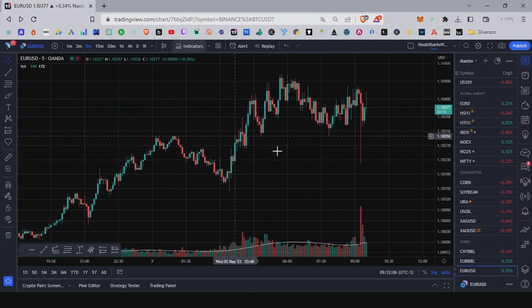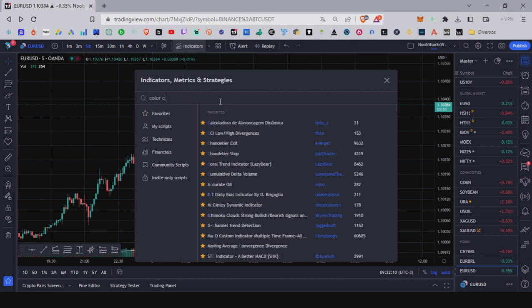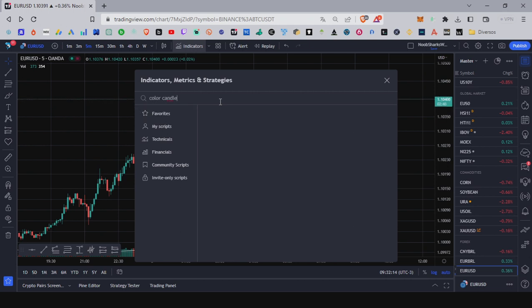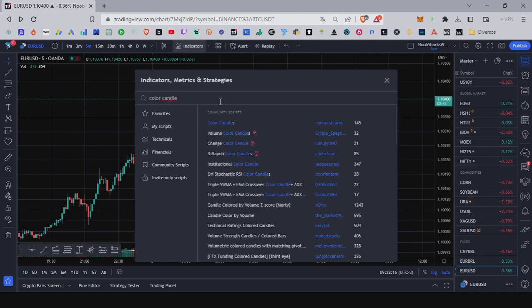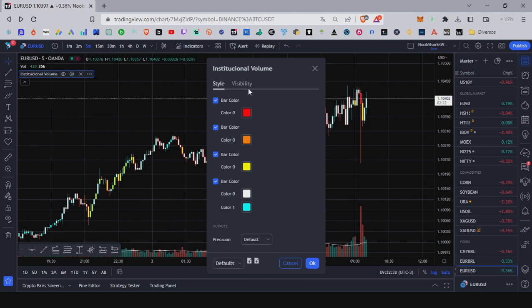Let's come here, indicator, and you can type here color candle. You know that there are a lot of indicators that are coloring candles, right? But I don't know, most of them just mess me around. I don't like them, okay? So one thing that I like is here, institutional color candle. I'm gonna talk a little bit more about this indicator, okay? This institutional color candle, you have just bar colors, okay?